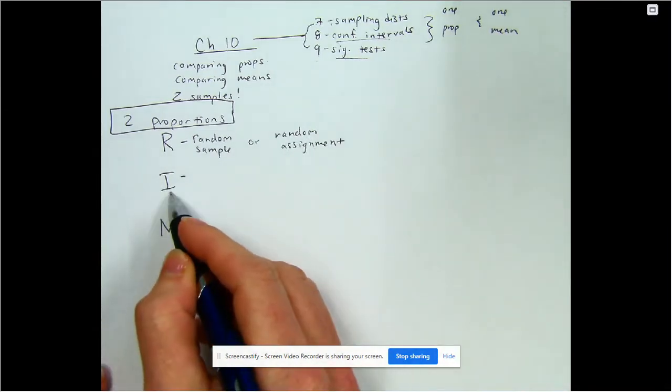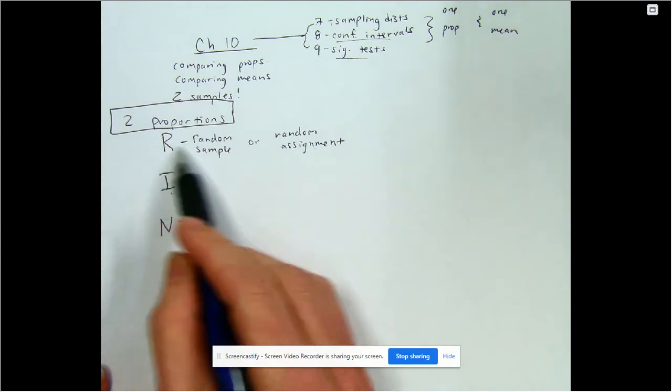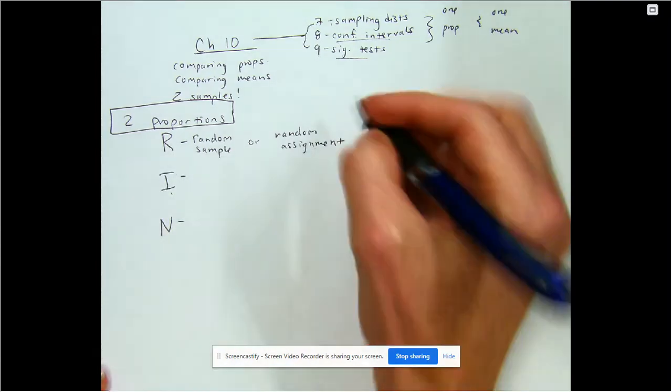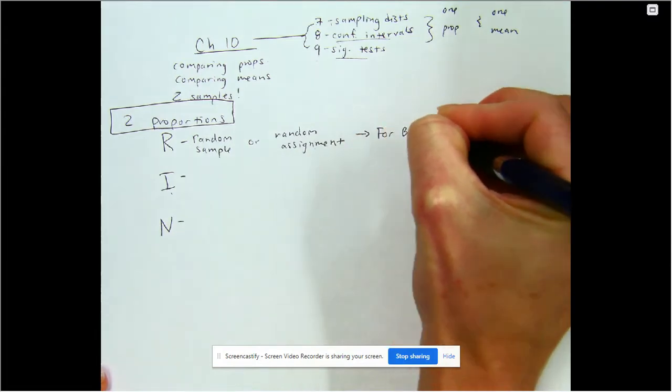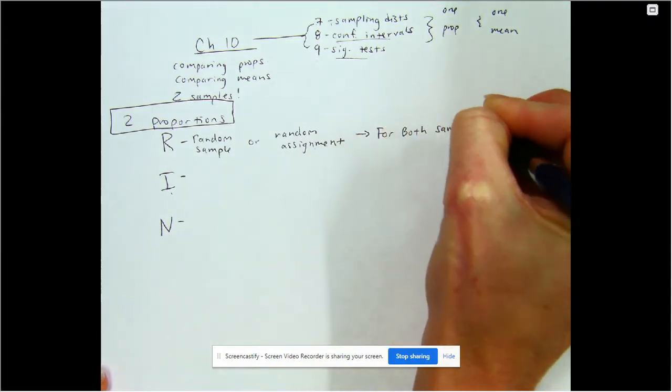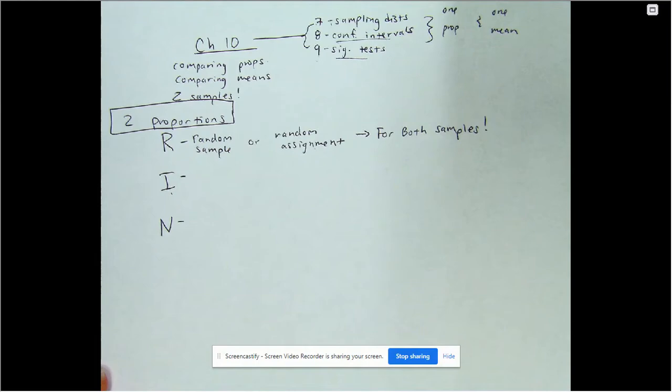Our second one is independence. Oh, I forgot. But you have to do this for both samples. So our conditions are the same. The only difference is that we're going to do them all twice, right? Because there are two samples.